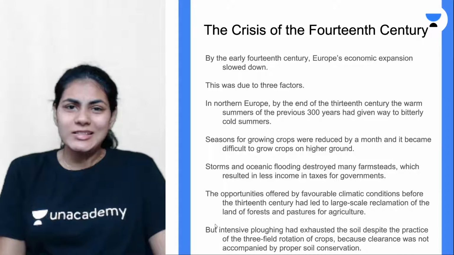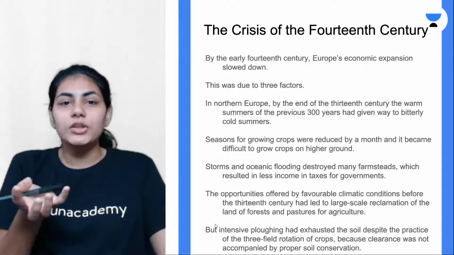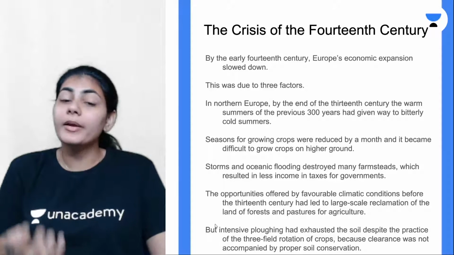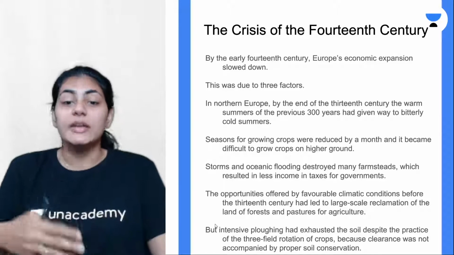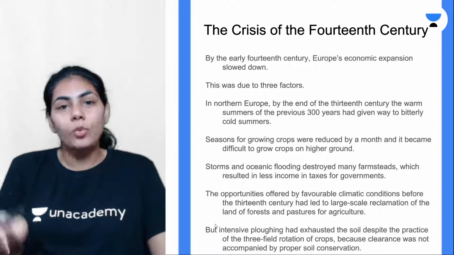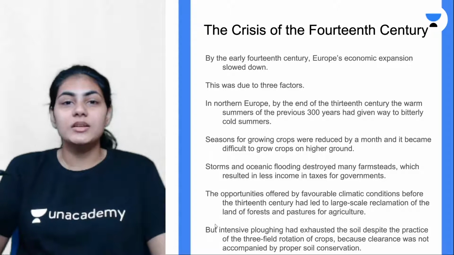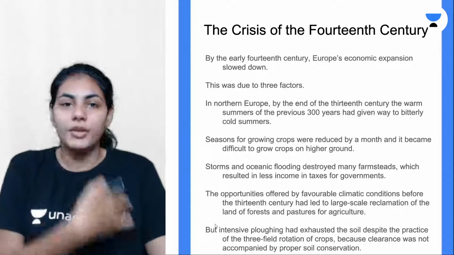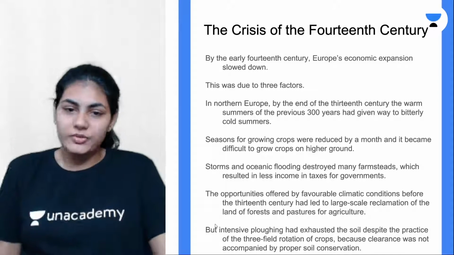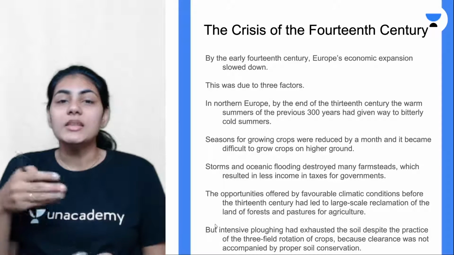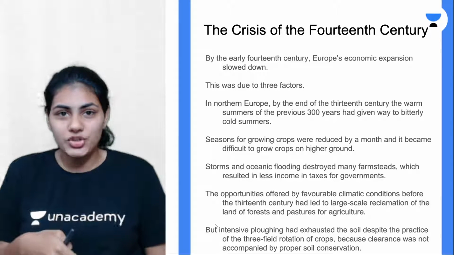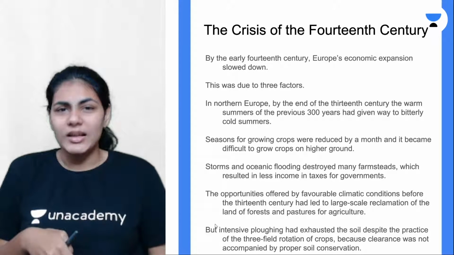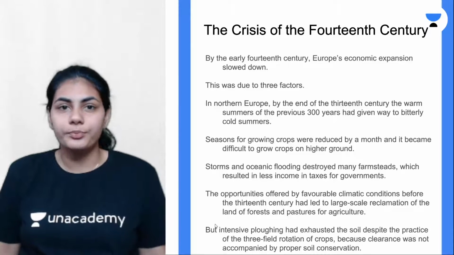But after a couple of centuries it's not effective anymore because the nutrients from the soil are being heavily exhausted by the crops. Because instead of 2 crops, now 3 crops are being grown, which means more nutrients are needed, which means soil is not nutritious anymore because all of its nutrients are going to the crops, right? So because of that, because of intensive plowing and all, the soil also started becoming less nutritious, and this is because of the 3 rotation of crops, and soil conservation was also not proper, right?